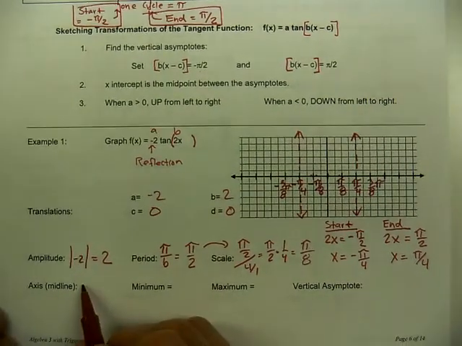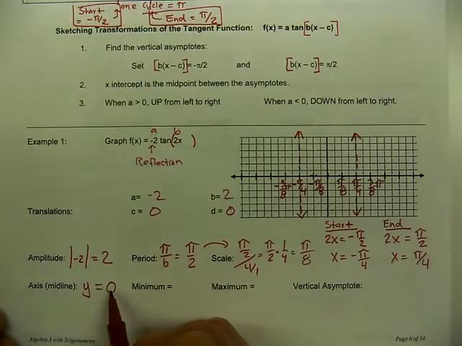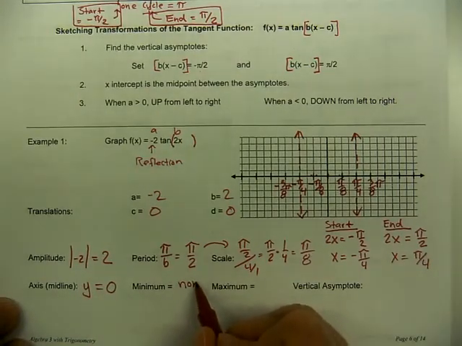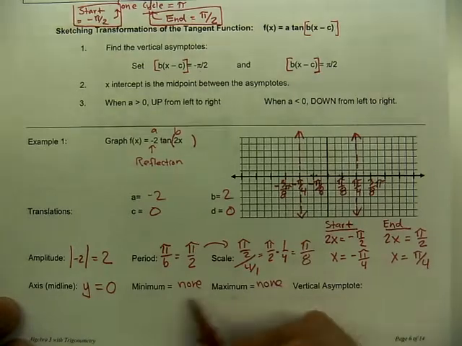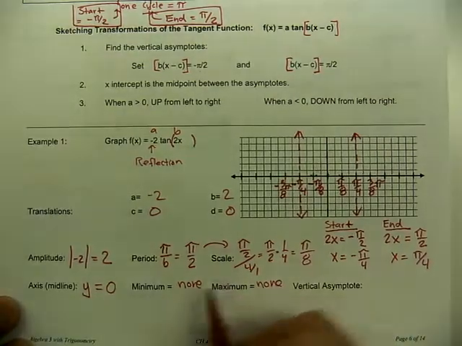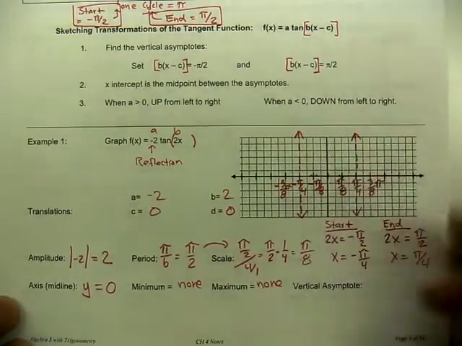Our midline is the value of d, which in this case is just 0. And we really have no max or min. This is kind of left over from when we were graphing sines and cosines. There's no max or min because the tangent graph will go up and down forever.